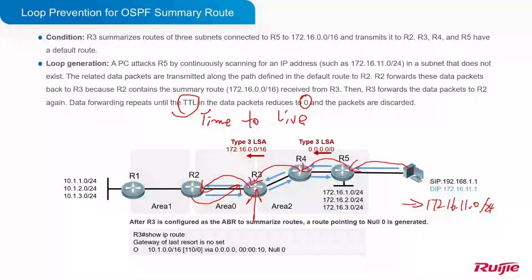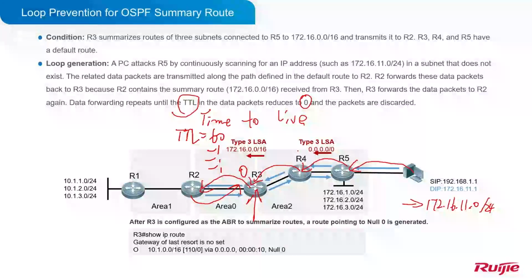So for the packet transferred between R2 and R3 again and again, what happens? The TTL will decrease, such as from 16, and then decrease one by one. And if the value reaches 0, and the device finds the packet's TTL value is 0, it will discard this packet directly, because the TTL means this packet's time to live.